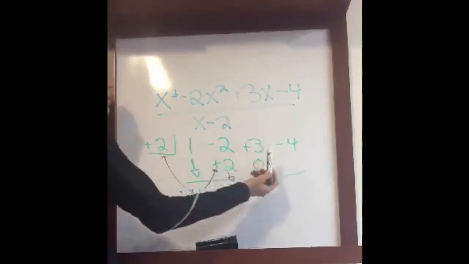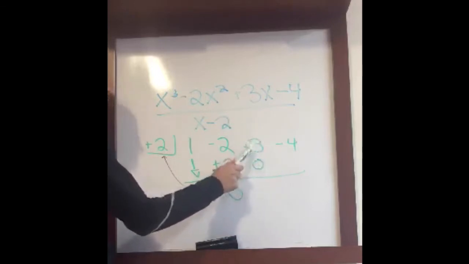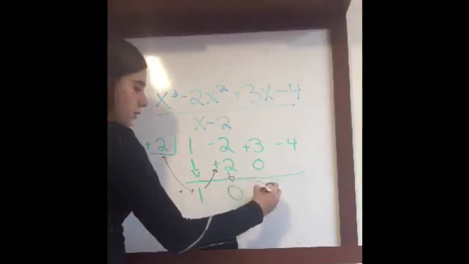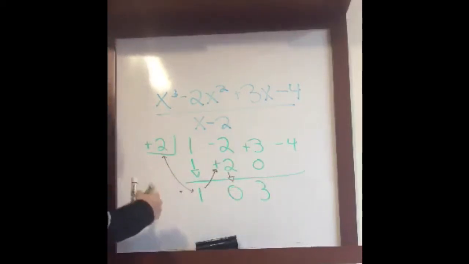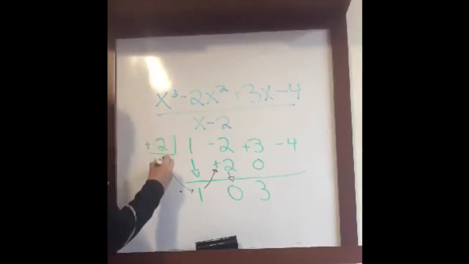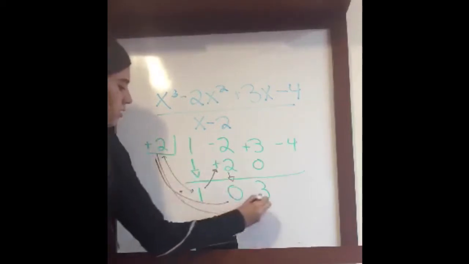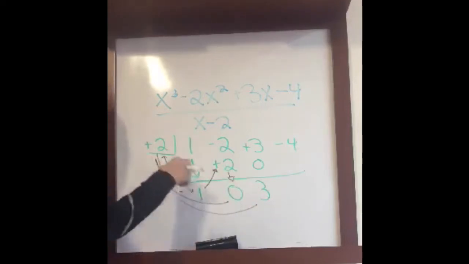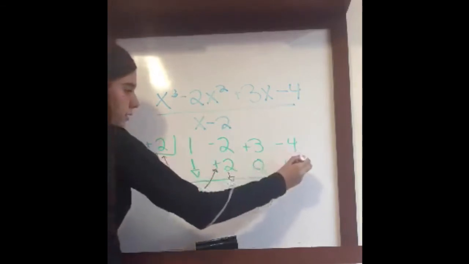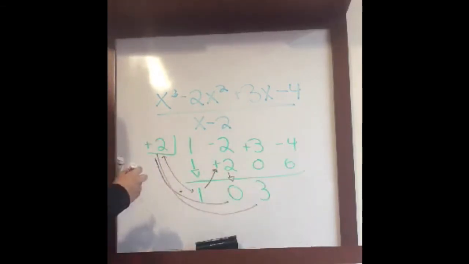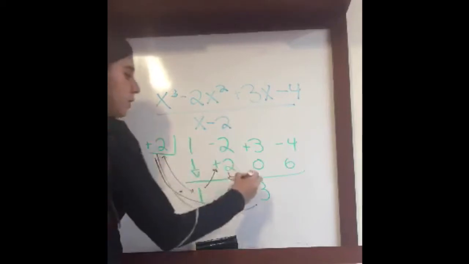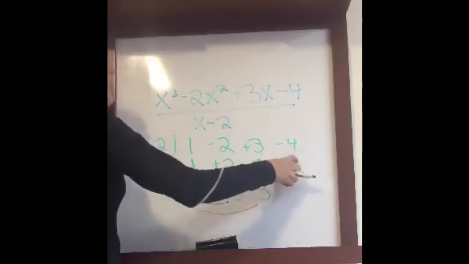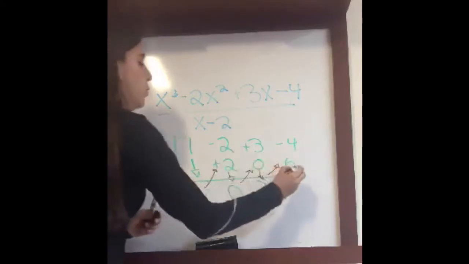We're doing the same thing as here, but now with these numbers. So now the next thing is we're going to add these two numbers. 3 plus 0 is 3. Perfect. So now the same thing, we're going to multiply: 3 times 2 is equal to 6. Then we do the same thing: 6 minus 4 is equal to 2.